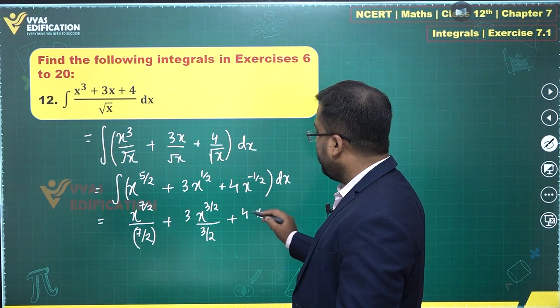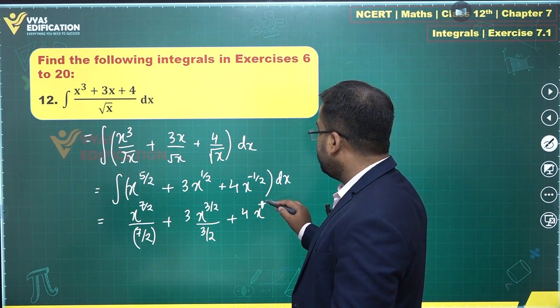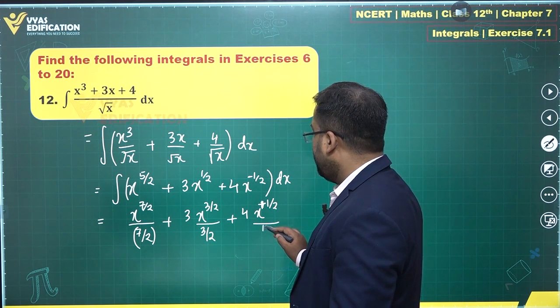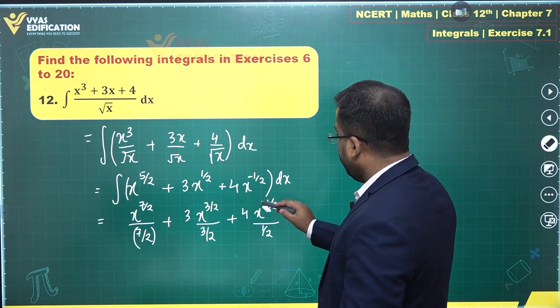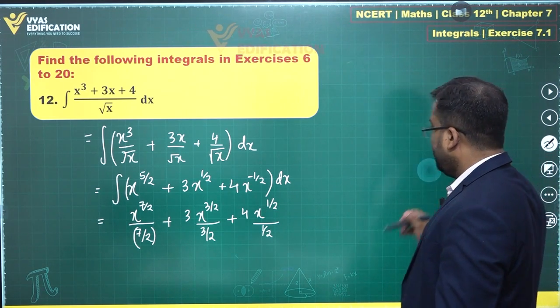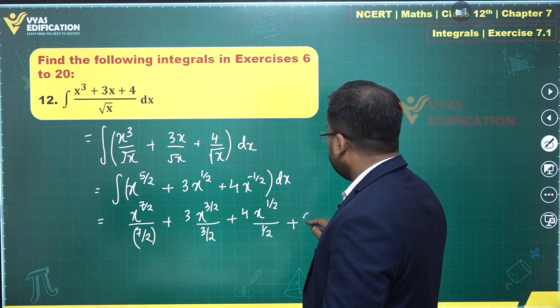4 times x power minus 1 by 2 plus 1 will be plus 1 by 2 plus 1 by 2 upon 1 by 2. This is what you get, right? Minus 1 by 2 will become plus 1 by 2. Why will it become that? Because you add a 1, right? That's what you do. Plus the constant of integration.